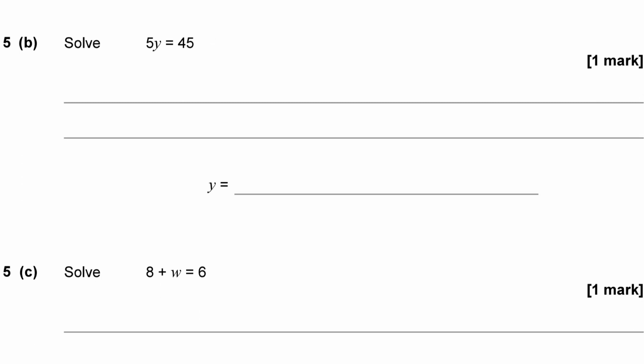5b wants us to solve 5y is equal to 45. Again, if I divide both sides by 5, 5y divided by 5 is y, and 45 divided by 5 is 9. So that gives me a solution of y equals 9.